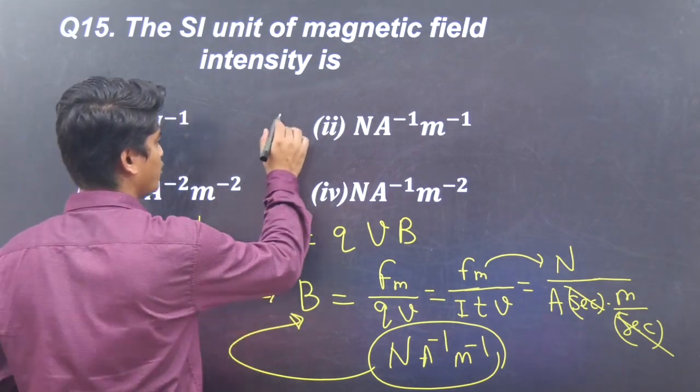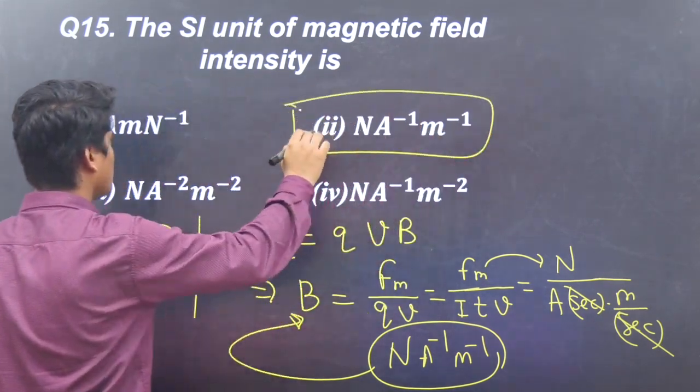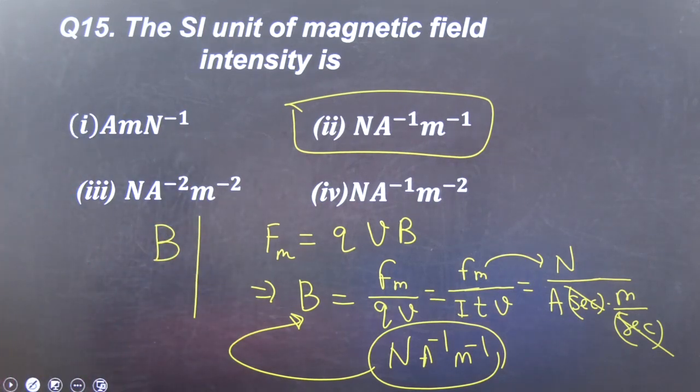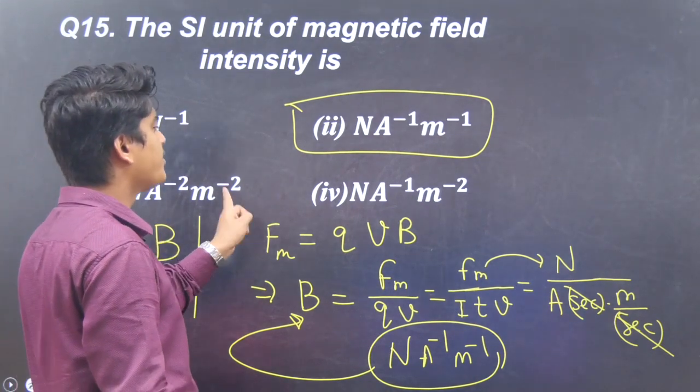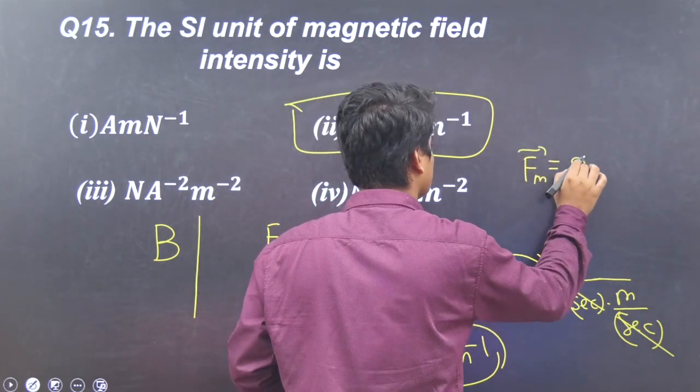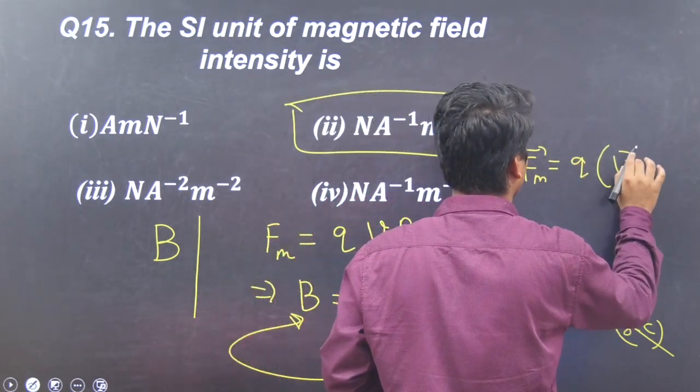Magnetic field. If you remember it directly you can write it, or otherwise you can calculate it like this also. But you need to remember this magnetic force formula, qvB. Later, the exact formula is in vector form. If you want to write magnetic force, then it is Q into V cross B.